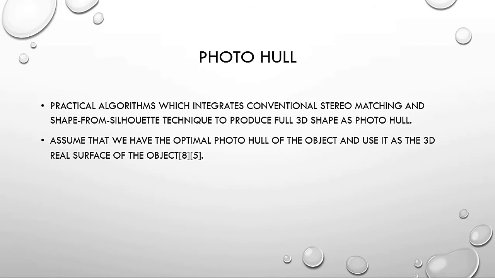Photo hull. The practical algorithm which integrates conventional stereo matching and shape from silhouette techniques to produce full 3D shape is called a photo hull. Assume that we have the optimal photo hull of an object, and we use it as the 3D real surface of the object.